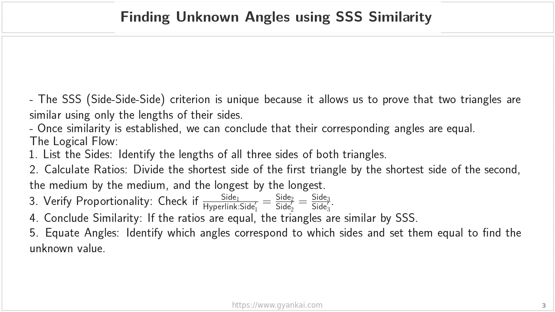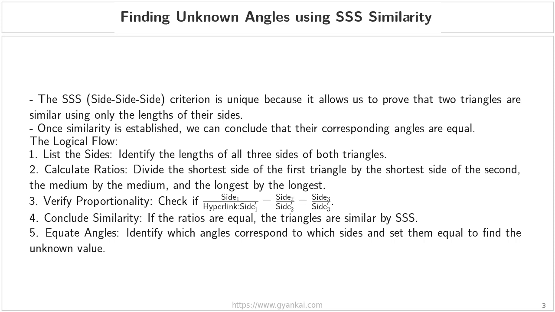First, list the sides. Identify the lengths of all three sides for both triangles. Second, calculate your ratios. A pro tip here: always pair the shortest side of the first triangle with the shortest side of the second, the medium with the medium, and the longest with the longest.